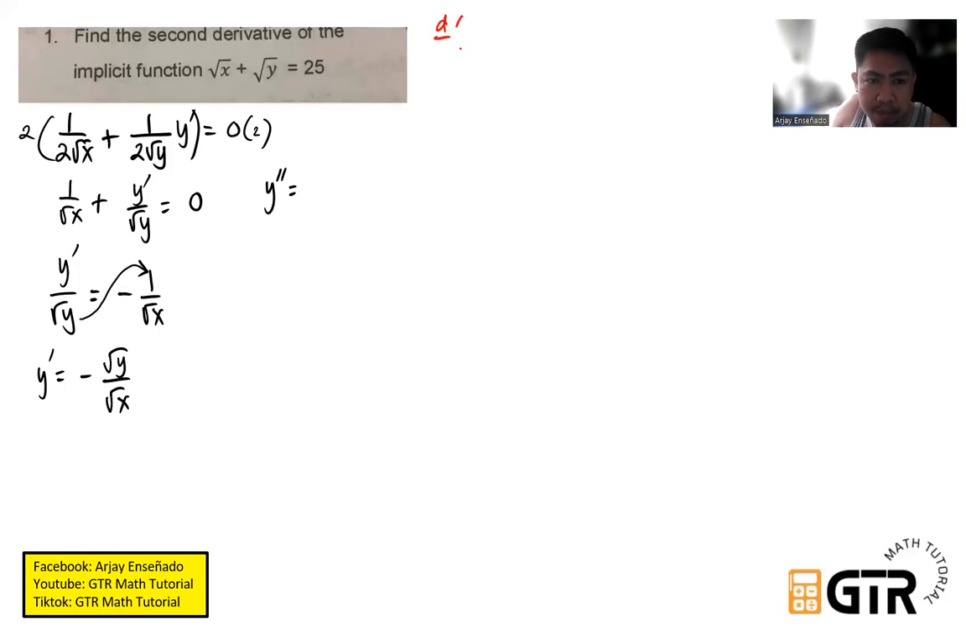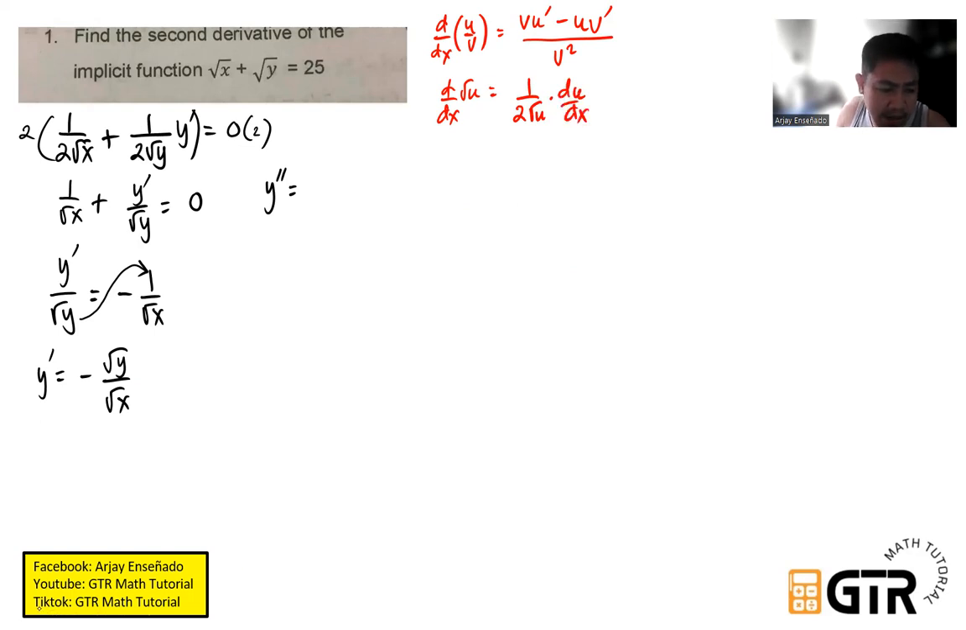So we have the derivative of u over v with respect to x, that's equal to the denominator v times the derivative of the numerator, v u prime minus u v prime, all over v squared. Okay, so let's apply that formula. At the same time, we have a direct formula for square root. The derivative of square root of u is 1 over 2 square root of u times the derivative of u with respect to x. Okay, so let's apply that.